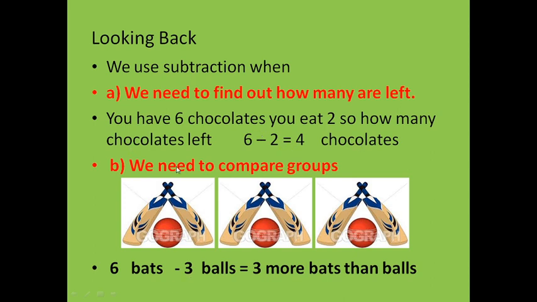We also use subtraction when we need to compare groups. This is a group of beds and this is a group of balls. How many beds? 1, 2, 3, 4, 5, 6. Okay, 6 beds. And how many balls? 1, 2, 3. If I want to compare the groups, I will subtract. Taking 3 from 6, there are 3 more beds than balls. So how many more beds? 3.